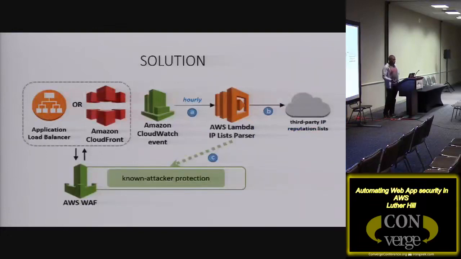So this is the architecture that we would create. We would have our load balancer or CloudFront. You'd have the Amazon CloudWatch event. It would generate like, hey, this is going on. You have your Lambda function parsing through the list of IP addresses. Your Lambda function would send that out to a third-party IP reputation list. They would match it or not match it. Then it would kick back like, okay, it's a known attacker or not a known attacker.